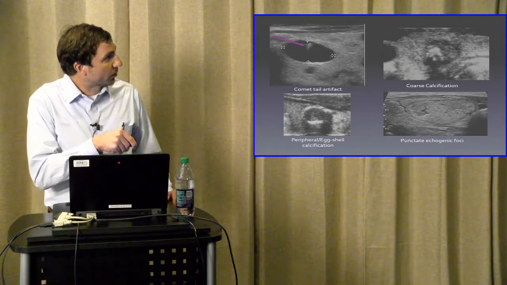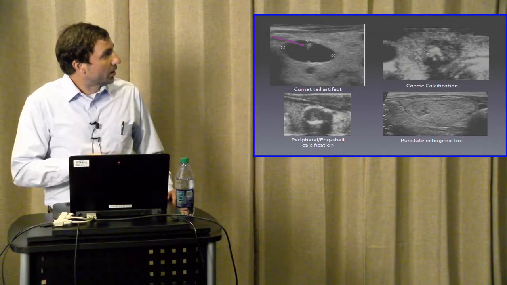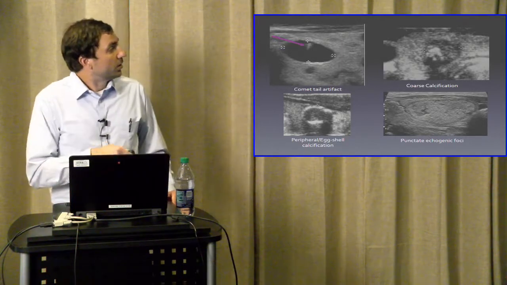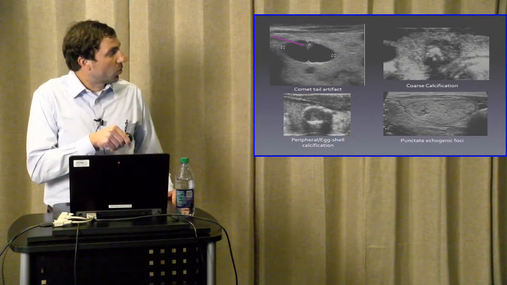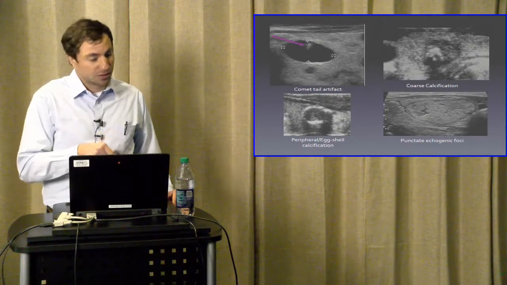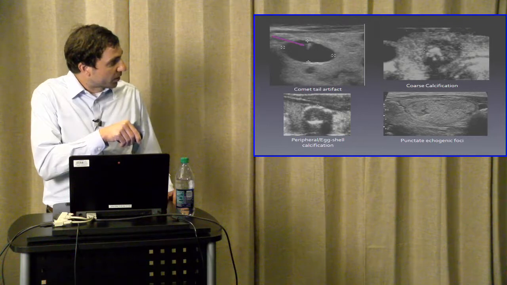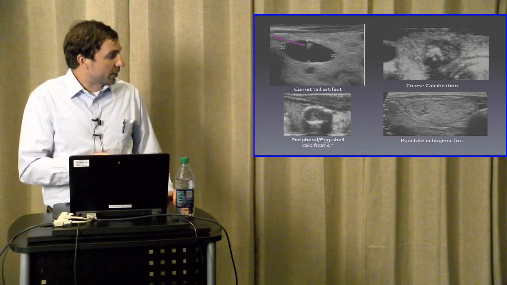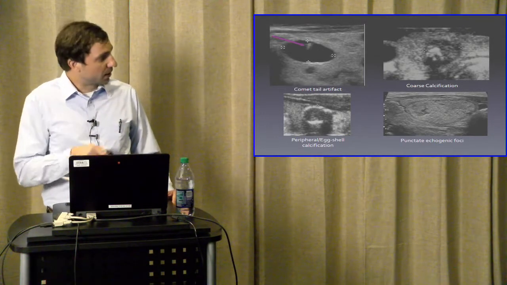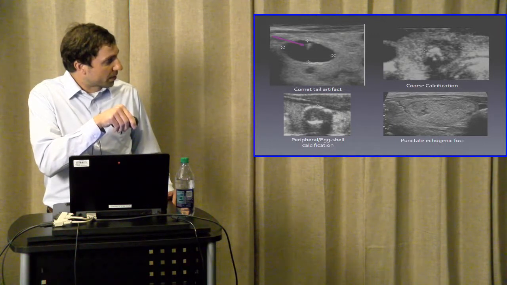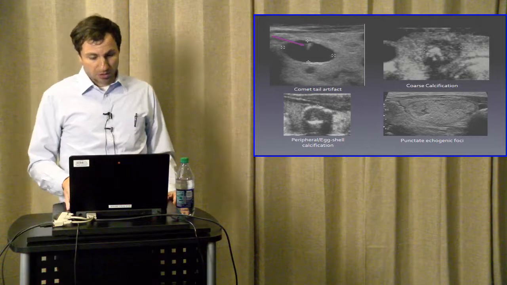So this is that colloid comet tail artifact, where it's got this little tail coming off the back end of it. Again, that's associated with benign nodules. The top right, these are the coarse, thick calcifications with posterior shadowing. This nodule is calcified around the periphery. Again, it can obscure the contents. And then, if you look really closely, all within this nodule are tiny little echogenic foci, which can be seen with microcalcifications.